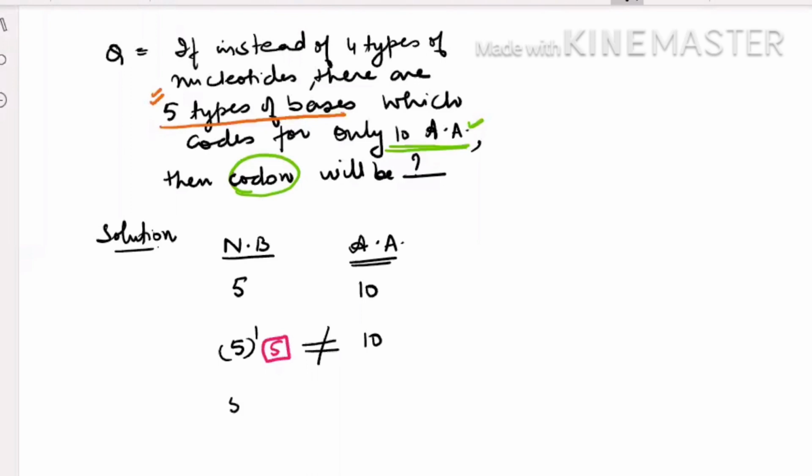Then you will write it this way, doublet, and work it out. Doublet means 5 squared, which is 25. Yes, this combination is possible. So your answer will be that codons are doublet.